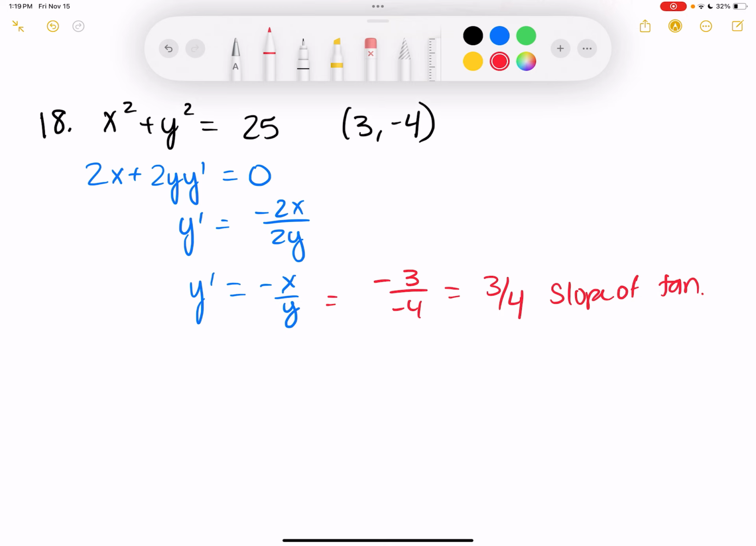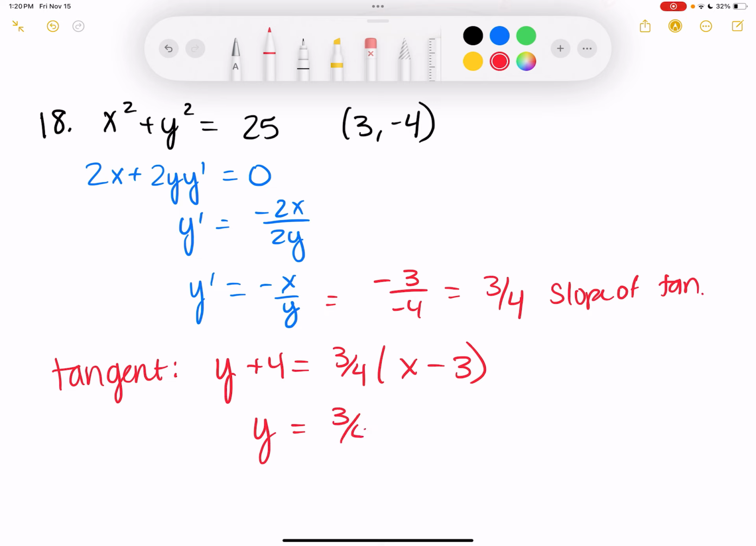So how do I write my equation of my tangent line? y plus 4 is equal to 3/4 times x minus 3. Yep. If you wanted to leave it there, you could. If you want to keep going, we would get y equals 3/4 x minus 9 over 4 minus 16 over 4.